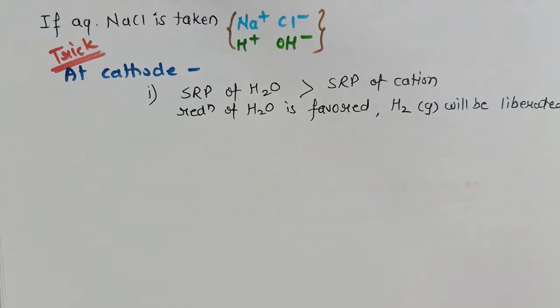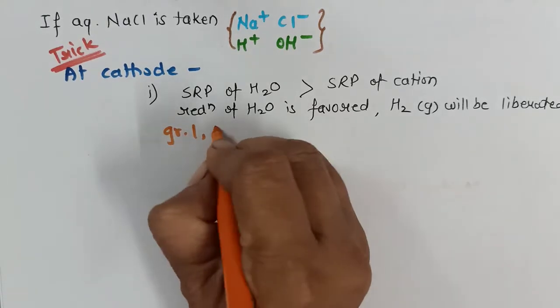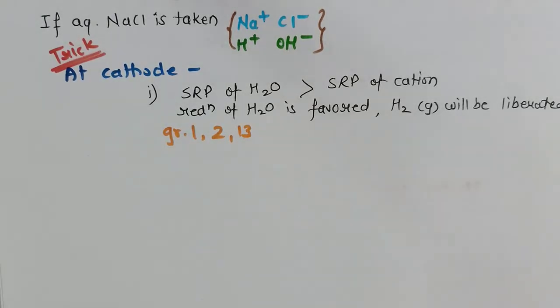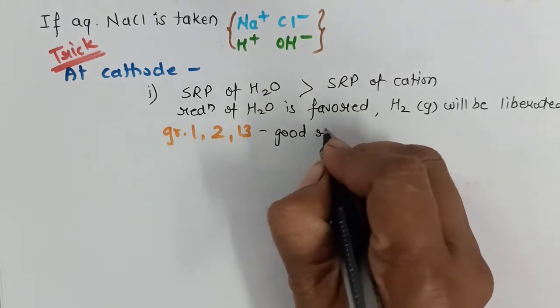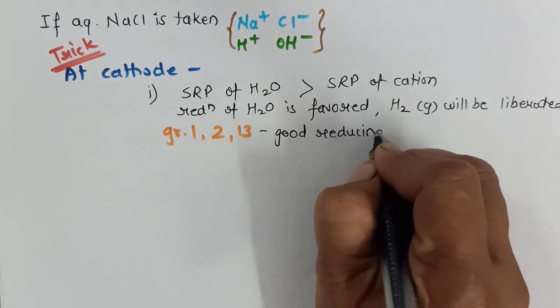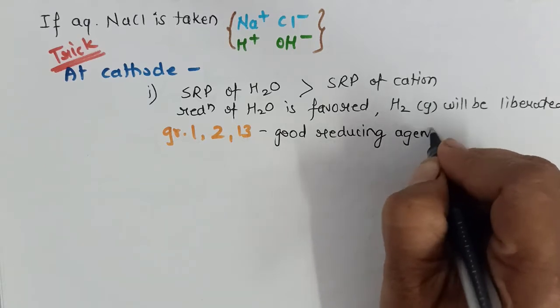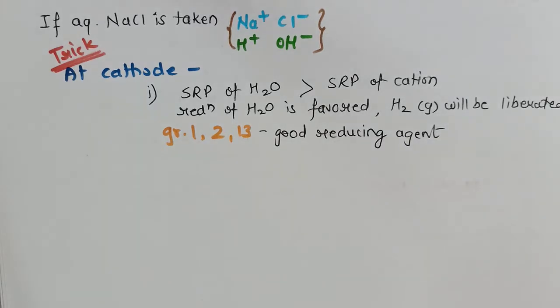For example, all the elements of group 1, group 2 and group 13. These elements themselves are good reducing agents and therefore they will not undergo reduction and they will reduce hydrogen.